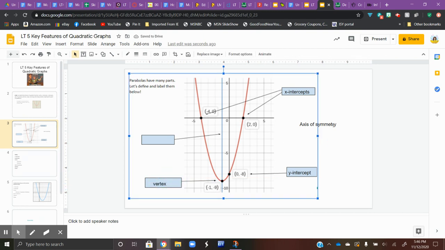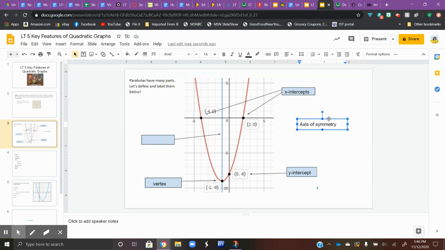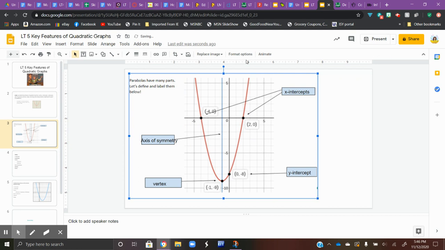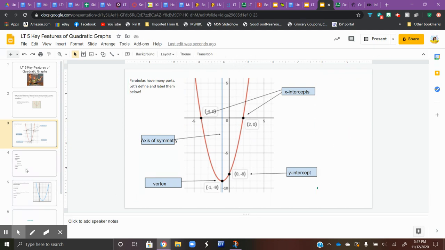And then finally, we have what's probably a very new term. If you think about what the term symmetry means, it's a line that you can draw such that if you were to fold your graph on that line, it would look exactly the same on both sides. So it should make sense that that line would go right through the center of your graph, and the center of your graph also happens to be the vertex. So your axis of symmetry is always going to be a line that goes directly through the vertex. So that's that one.